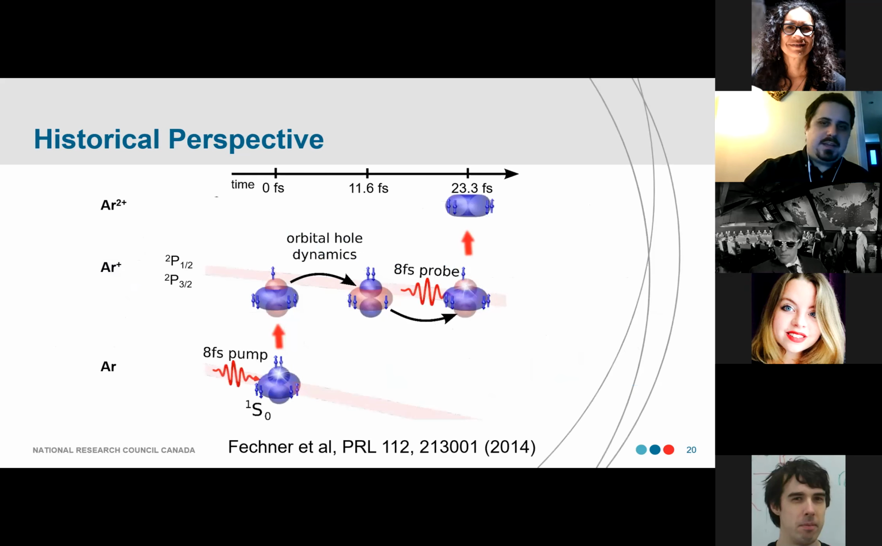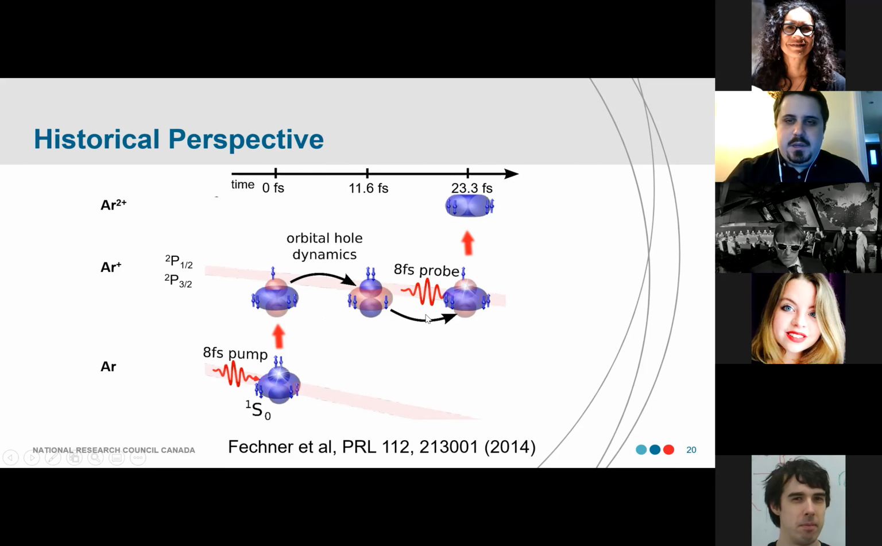So the last paper I'd like to talk about before ours is by Fechner in the group of Robert Moshammer and Thomas Pfeiffer. And this one is on argon, which is like what we use. The idea is you come in with a pump for argon neutral and ionize to argon plus. And again, we have this 3/2 and 1/2 splitting. And the energy is such that it takes about 23.3 femtoseconds to oscillate in character between a donut and a peanut shape again, where the hole is.